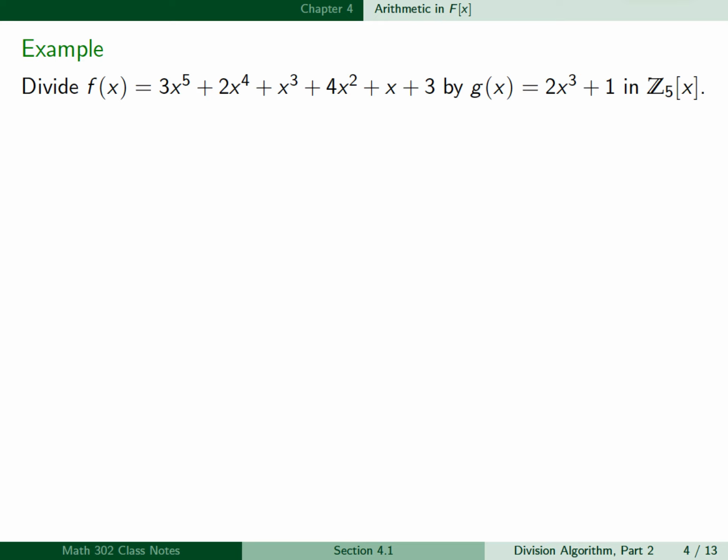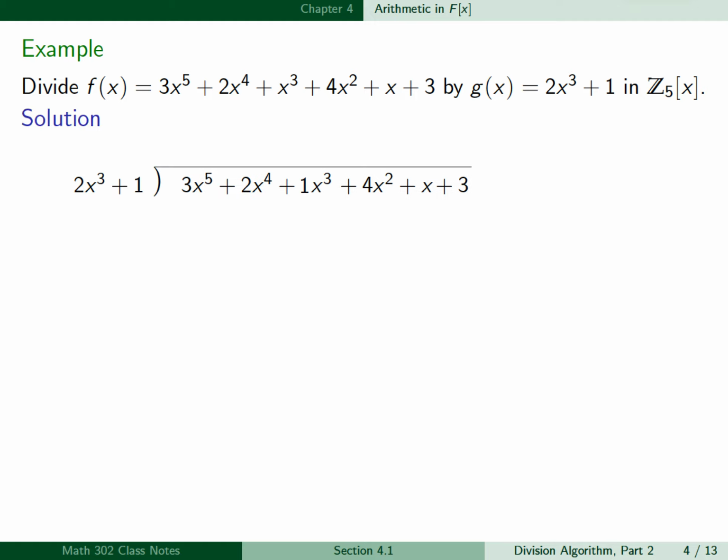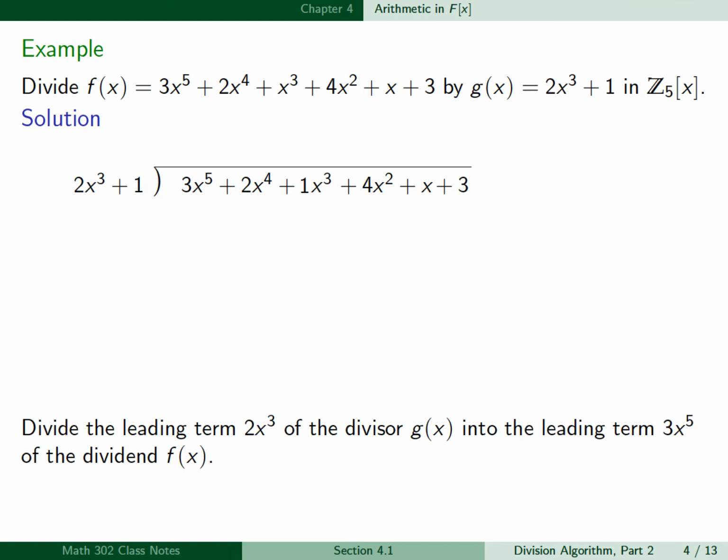Okay, for a second example, we're going to divide the polynomial f of x is 3x to the 5th plus 2x to the 4th plus x cubed plus 4x squared plus x plus 3 by g of x is 2x cubed plus 1 again, but this time we're going to do it in Z sub 5 bracket x. So our field is Z sub 5. And so we'll start the same way. We'll set up our notation for our divisor and dividend. And we're going to start the same way again. Divide the leading term 2x cubed of the divisor g of x into the leading term 3x to the 5th of the dividend f of x.